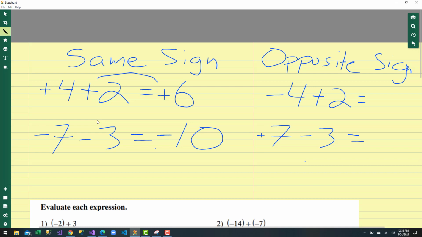So 4 minus 2 is 2. And keep the sign of the larger number. So what's the larger number here? 4. So I just copy the sign over, the negative. So the answer is negative 2. Easy.